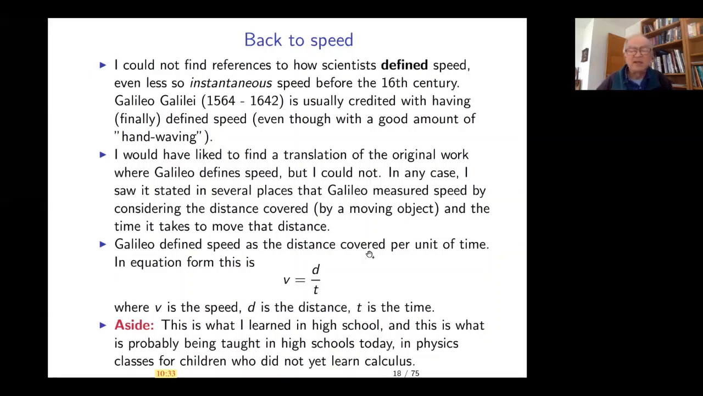And this is what we use today in schools, in high schools, and even middle schools, in physics classes, if we don't want to get into calculus. It's something we can work with. It's acceptable.